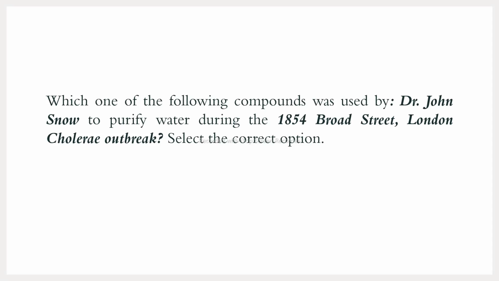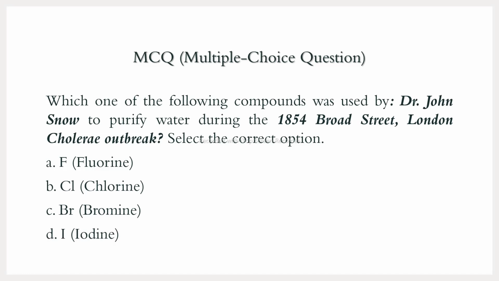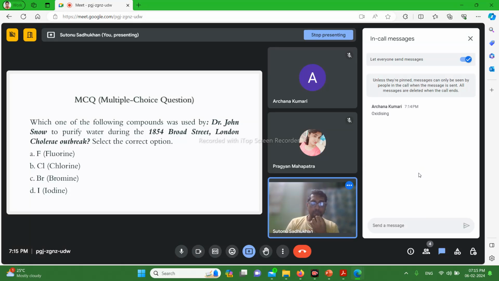Okay. Now the next question is, which one of the following compounds was used by Dr. John Snow to purify water during the same outbreak? It is again an MCQ, and you have to select the correct option. Option A is fluorine, option B is chlorine, option C is bromine, and option D is iodine. You can type your answer in the chat box.